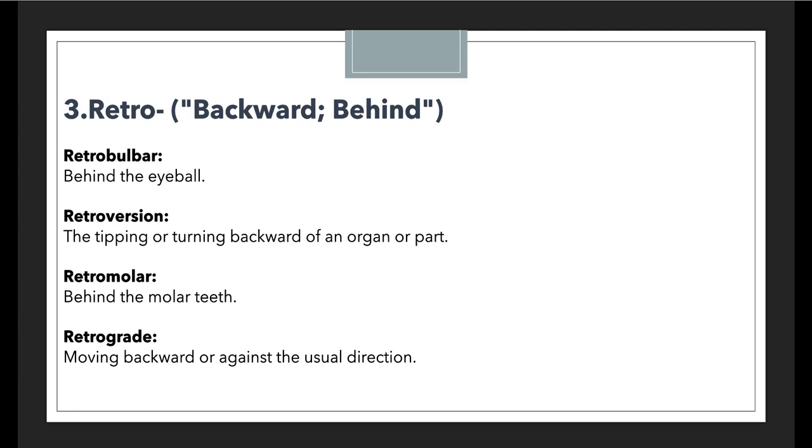Likewise, we have retromolar. Retromolar means behind the molar teeth. So again, this is also a medical terminology which is used by doctors and dentists. So if something is behind the molar teeth, then they can use the terminology retromolar, which comes with the prefix retro. Likewise, we have another example, retrograde. That means moving backward or against the usual direction. So if you want to showcase something as against the direction or in a backward direction, then you will use the terminology retrograde, which comes with the prefix retro.